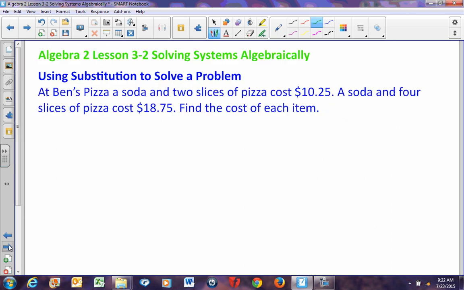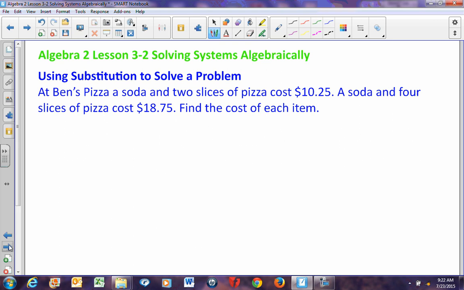Now we can do the same thing with word problems. The only difference is you must define your variables. You have to figure out what your equations are to set them up, and then you can solve them. So let's take a look at this. At Ben's Pizza, a soda and 2 slices of pizza cost $10.25. A soda and 4 slices of pizza cost $18.75. Find the cost of each item.